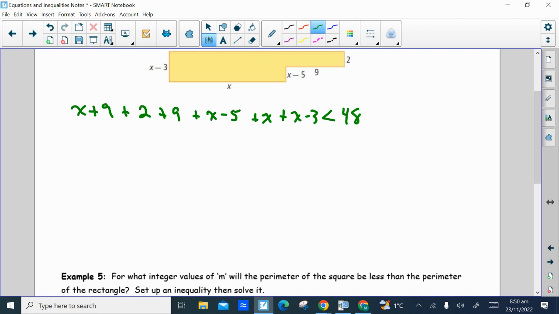So we can simplify here by collecting all the x's. X plus the second x is 2x, plus another one is 3x, plus another one is 4x. If I add all the numbers together, 9 and 2 is 11, plus 9 is 20, take away 5 is 15, take away 3 is 12, positive 12. So there's the inequality in simplest form.